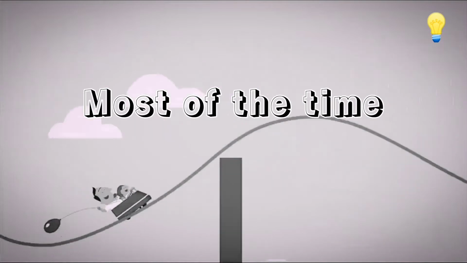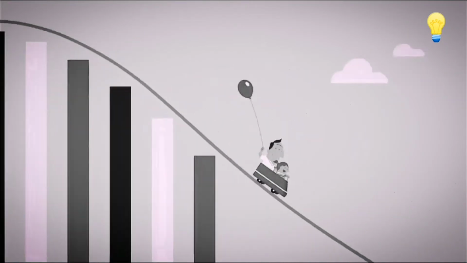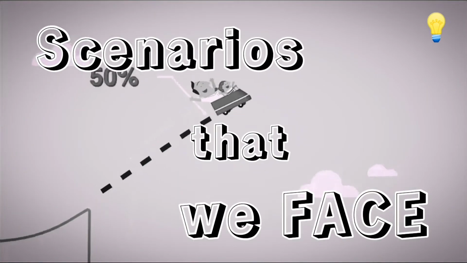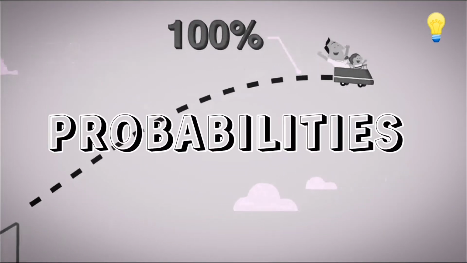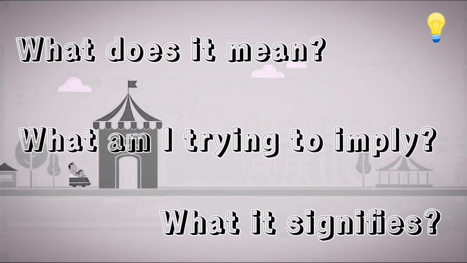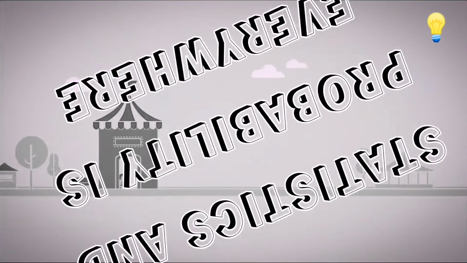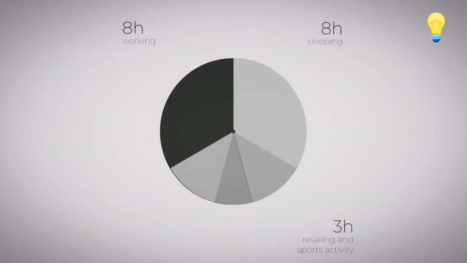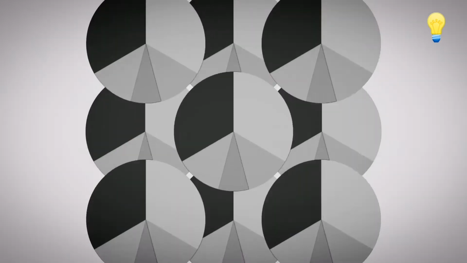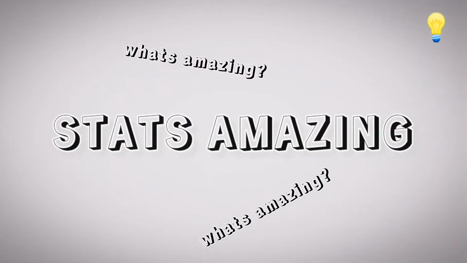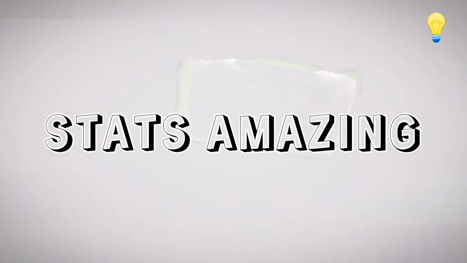Most of the time, almost every day, there's a lot of possibilities. As we face them, we can really say there's a bunch of probability. What does it mean? What does it signify? What am I trying to imply? Statistics and probabilities. That's amazing. What's amazing?